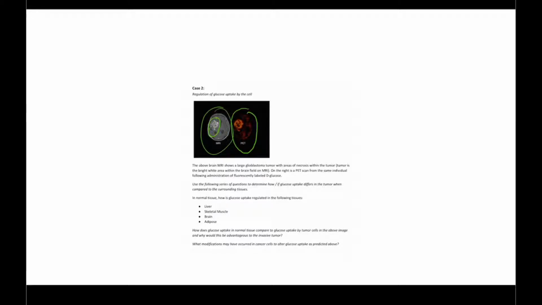So I am going to use the following prompts to determine if and how glucose uptake differs by comparing the tumor to the surrounding tissues. We can see in the image that the tumor takes up significantly more glucose since it is more lit up than surrounding tissues, which are significantly darker.